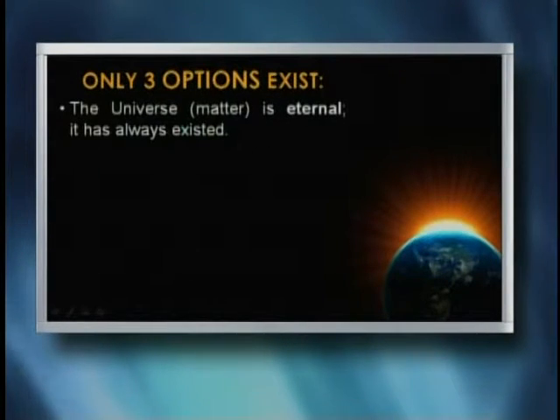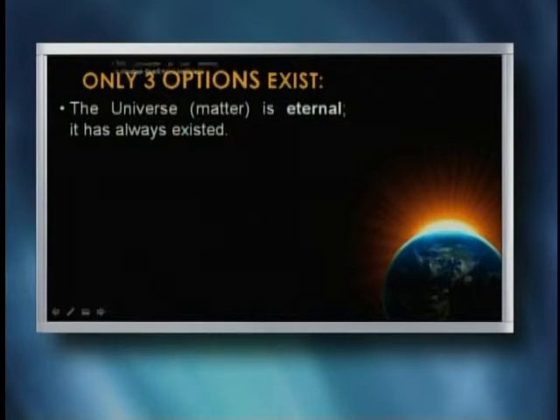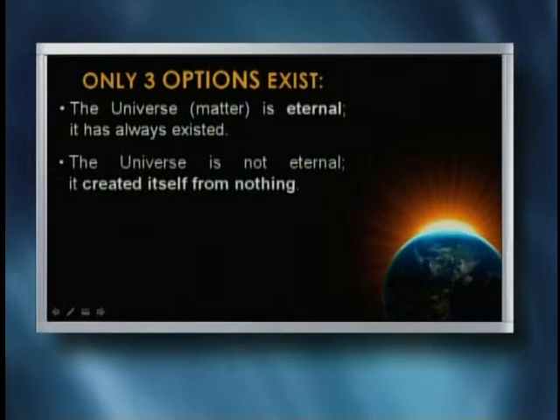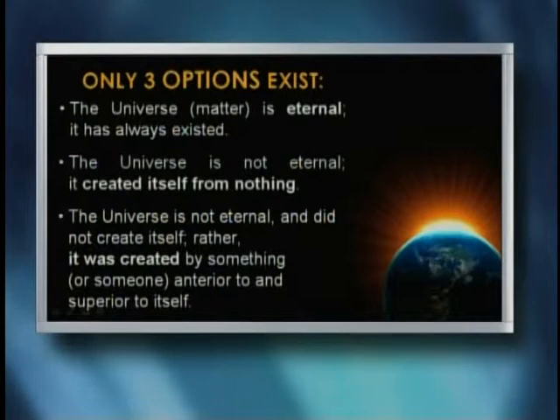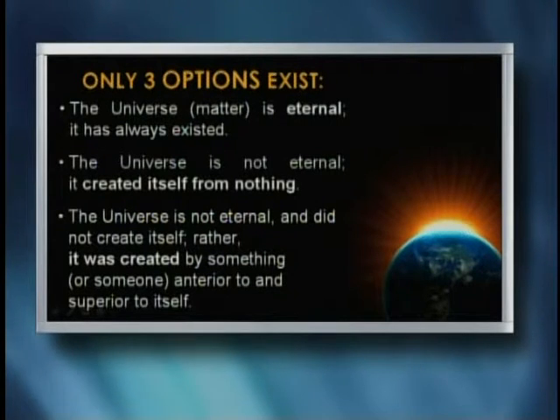The first option is that it's eternal, that it's been here forever and ever, that matter has always existed. The second option is that it's not eternal, but rather it created itself from nothing. And the third option is that it's not eternal, didn't create itself, but rather it was created by something or someone anterior or superior to it. When I look at those three things, I can't come up with a fourth one. It's got to be one of those three things. If you really think about it, it all boils down to those three options.